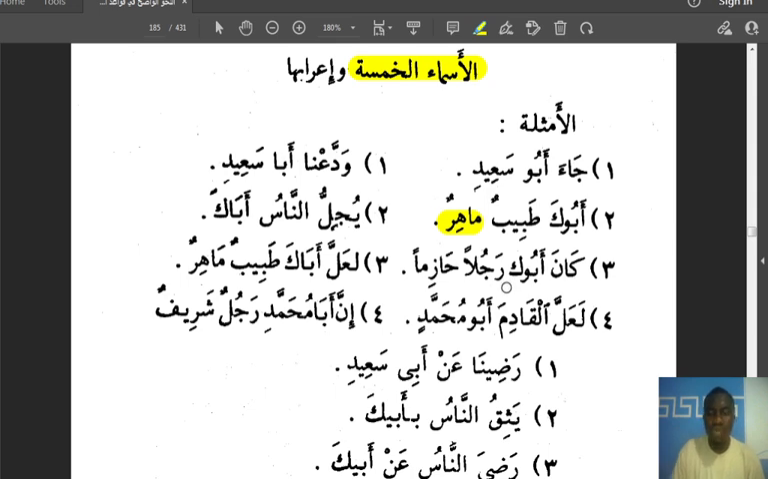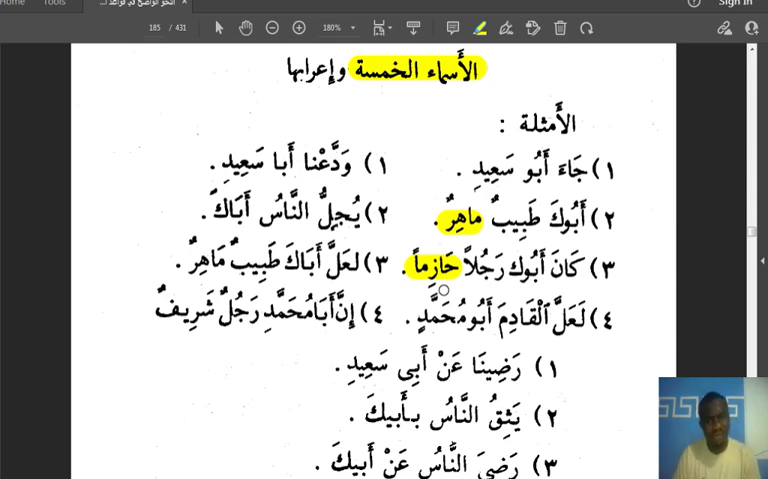Kana abuka rajulan hazimanً. Your father was a decisive man. He wasn't somebody who would compromise easily. That is hazim, ay hazama. Hazama bimana, it comes with the meaning of azama.